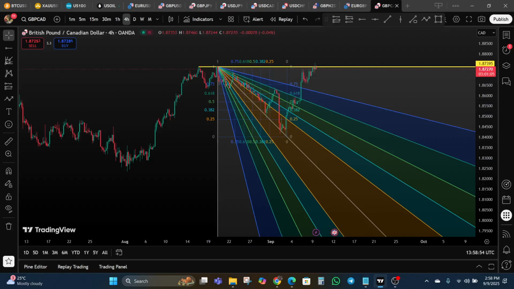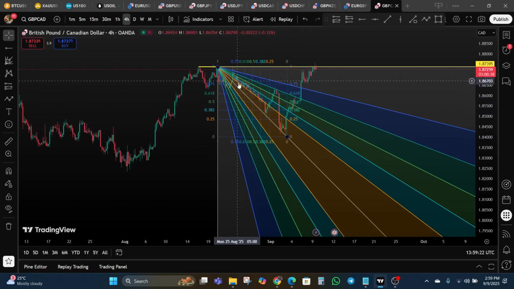So once the fan is drawn, you watch how price interacts with the lines. If price approaches a fan line and reacts either by pausing, reversing, or consolidating, it confirms that line as a meaningful level. You can see what happened here. This line was respected. You can see here again, it was respected. You can see this particular line here was respected.